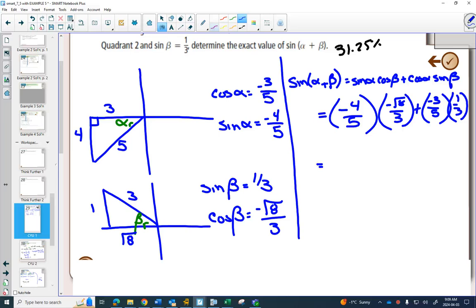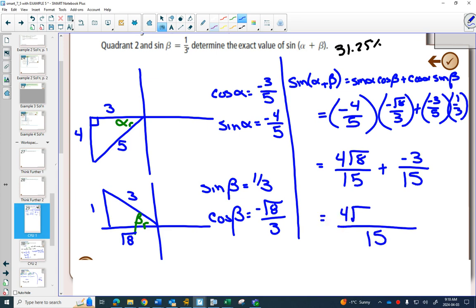So this first fraction is going to be 4√8/15. The second fraction is going to be -3/15. We have a common denominator, so my final answer is 4√8 minus 3 all over 15. You could reduce the √8 to 2√2. It might be in a multiple choice question, but in grade 12, you can leave your answer with radicals, with square roots that aren't simplified.